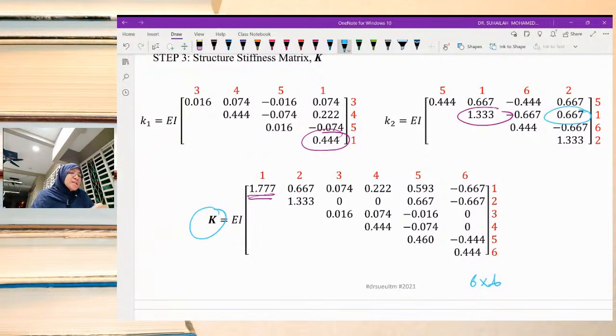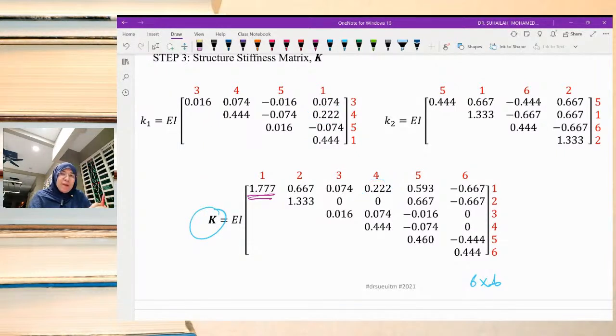Okay, and then 1 3. So this is 1 3, 0.074. We get 1 4. So you have to do it one by one as we have done previously. One by one. Okay, 1 4. 1 4, 4 1, the same. 0.022. 1 4. Then 1 5.